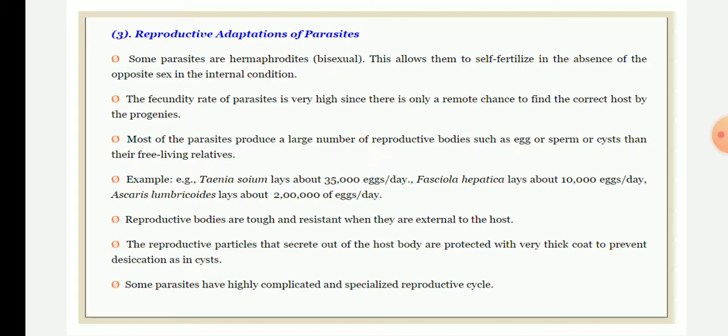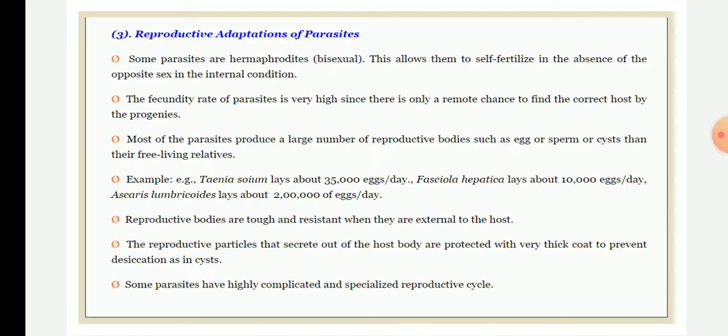Okay, for example, Taenia solium is surrounded by 3 layers of cyst wall. Then fecundity, that is, there is a very low chance of eggs and larvae reaching the definitive host. So what happens, the parasite possesses enormous fecundity, so it produces a large number of eggs.